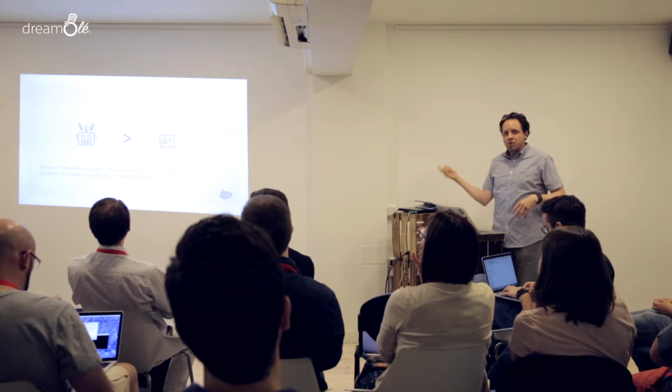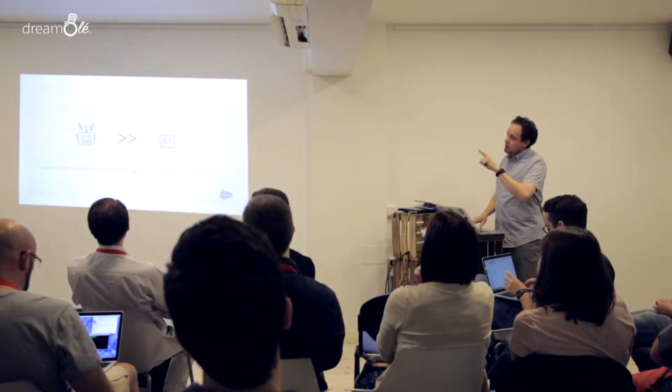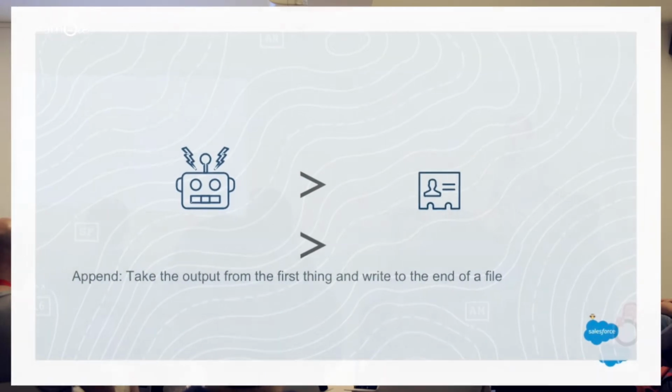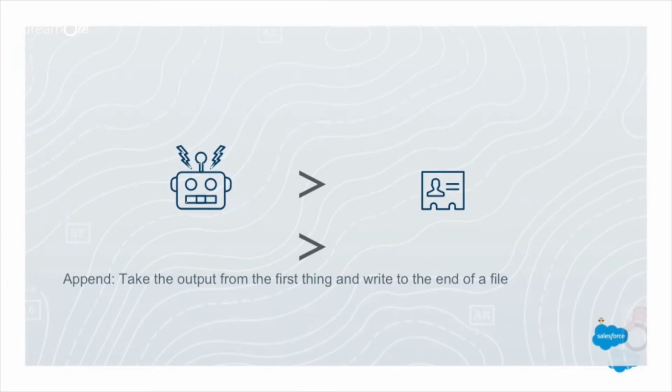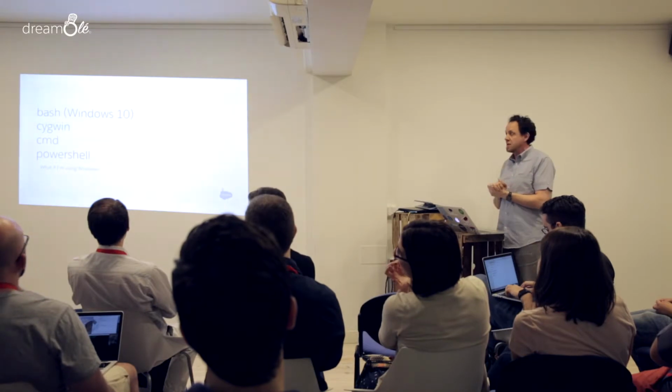We can also redirect, so this is how we take that standard out and write it to the file system. This will always replace. So you can also do double greater than, and it will append to the end of the file. Okay, so those are just a few basic features of how these things work, and I'll go in and do a demo.